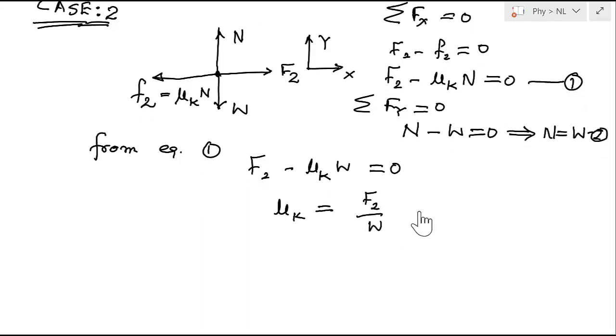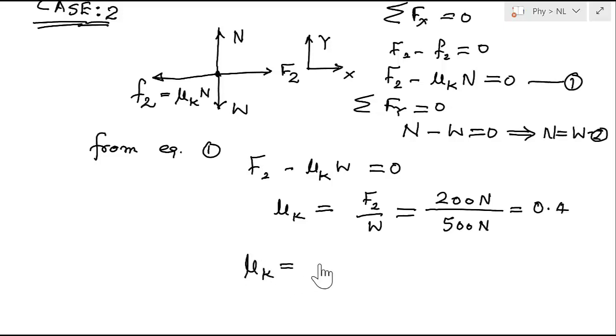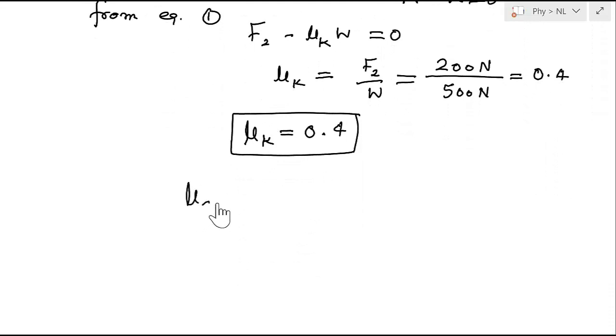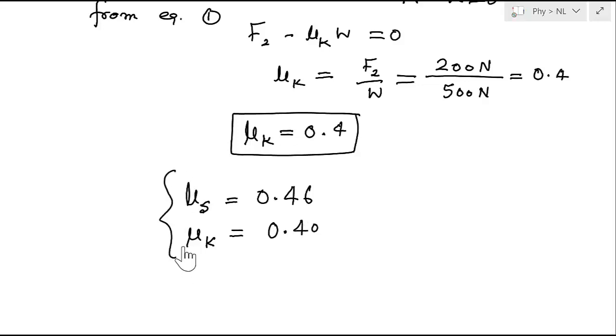And the value of F2 is known, that is 200 Newton, and the weight of the crate is also given, that is 500 Newton. So we can plug in these values and calculate the coefficient of kinetic friction, and this turns out to be 0.4. So in this case we know that mu k is equal to 0.4. Basically you can compare the two values: the coefficient of static friction that we calculated earlier, that was 0.46, and the coefficient of kinetic friction that we just calculated, that is 0.40.